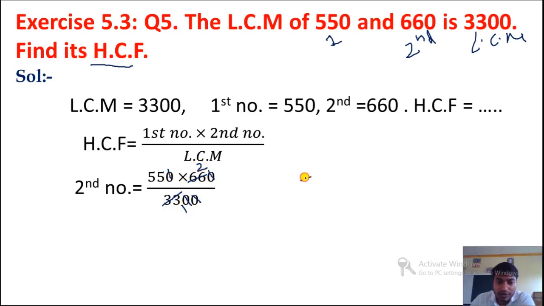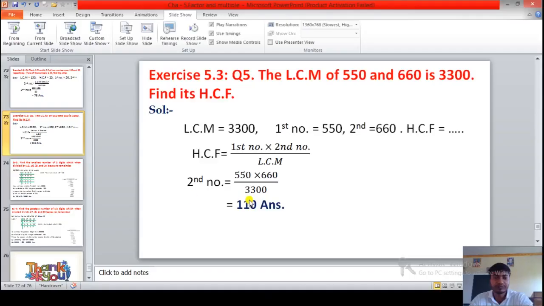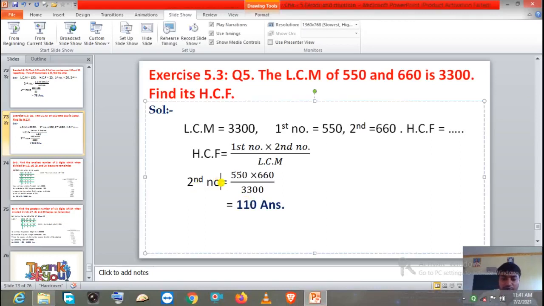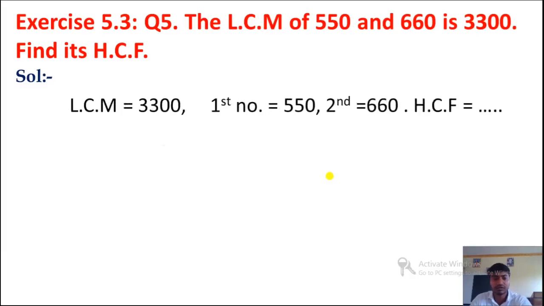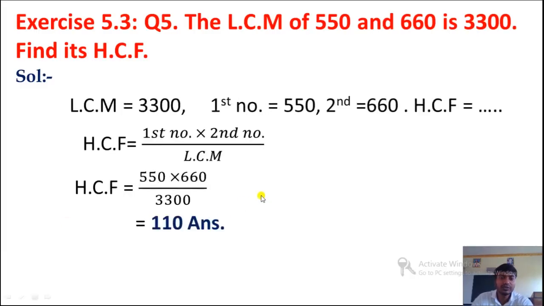So what do we have left? 55 into 2. When we multiply, we will get 110. This will be what? HCF. Understood? So this is how we can find out HCF when we have the first number, second number and LCM.